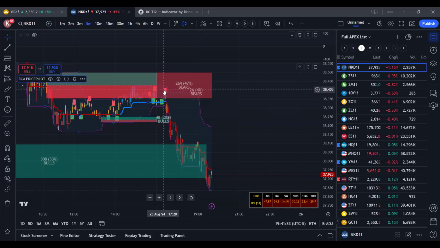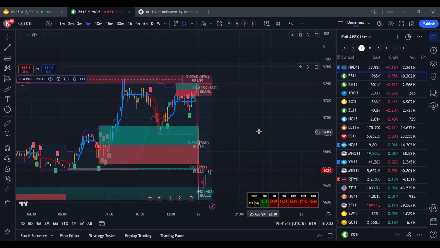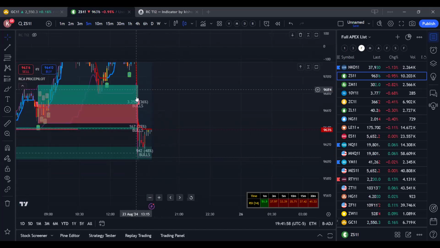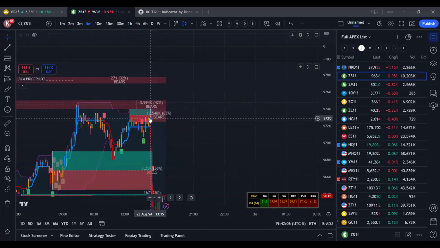So you got a sell signal. It went to the top, touched the sell order block. Everything is red here and it started dropping all the way. In the same way, if you see for ZS, there are nearly 4,000, 3.9 sell order block, 13,000 sell order. You see bears. When it touched that, immediately there was a huge drop. Everything is red here.